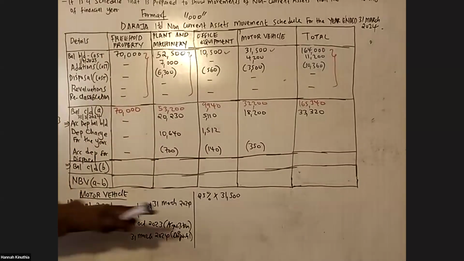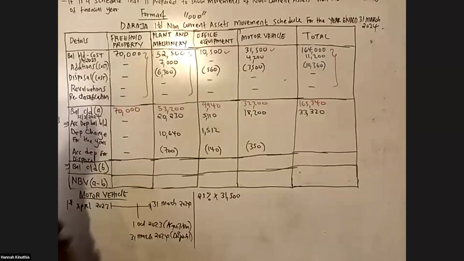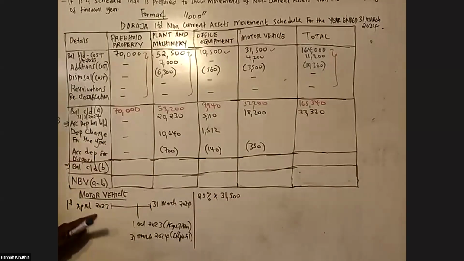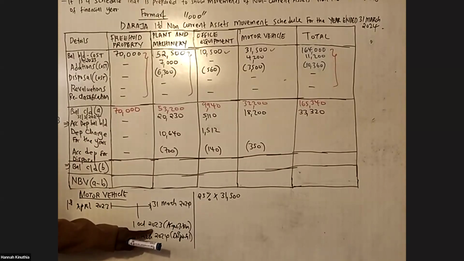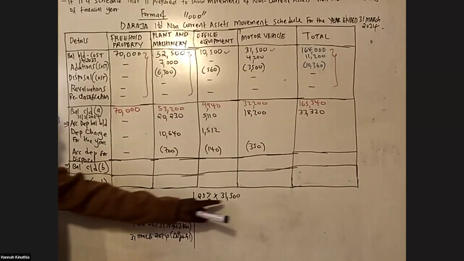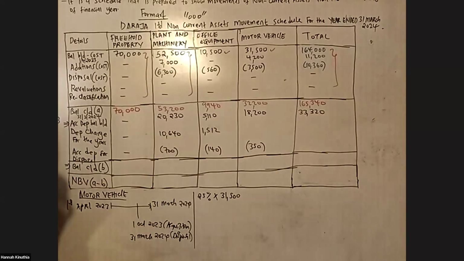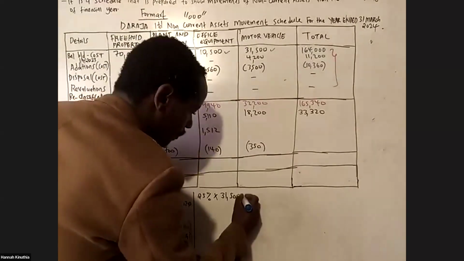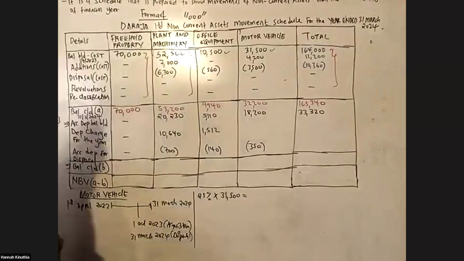So the first one, the cost of the motor vehicle, that 1,500, was there throughout the year from 1st April to that 1st March. Reason why? Because they added another machine. So hakuuza. Kumaanisha that 1,500 was there throughout the year. Is that one correct? Yes.